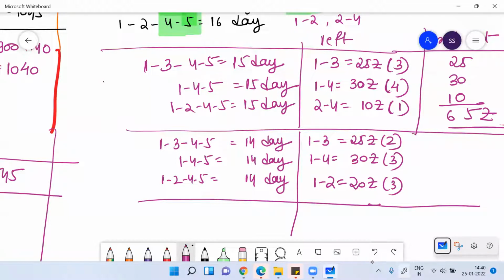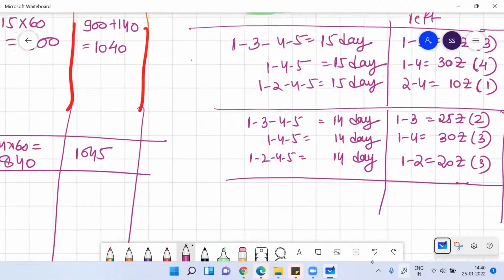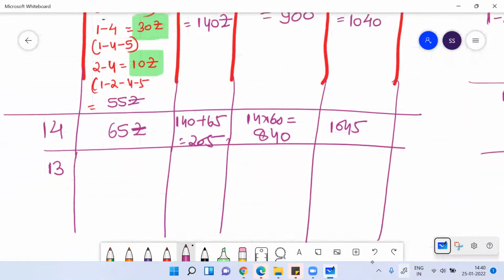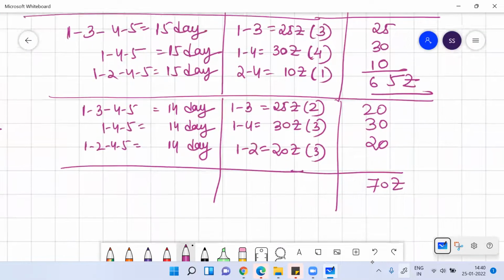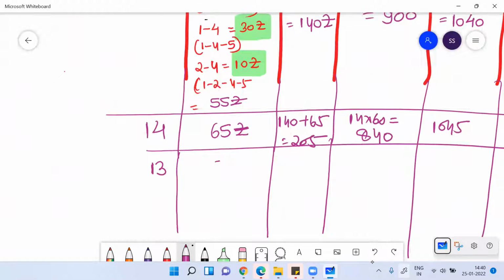Clear guys? So then the cost here will be 20 plus 30 plus 20. So this will be 70 rupees, the total. So making it 14 to 13 days, the crash cost I need to pay is 70 rupees. How am I paying 70 rupees?